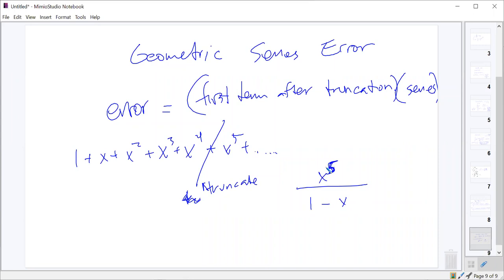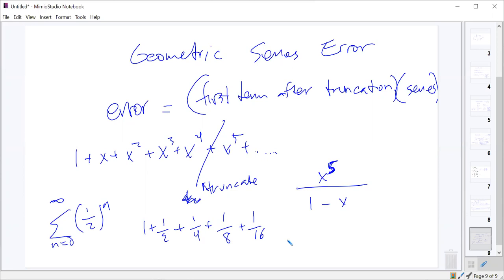Good on the geometric series error bound. It's always the next term after the truncation times the original series. Suppose I was looking for the sum from n equals 0 to infinity of 1/2 to the n, which we know converges. And I said, let's truncate it after 4 terms. So my actual value would be 1 plus a half plus a 4th plus an 8th plus a 16th.